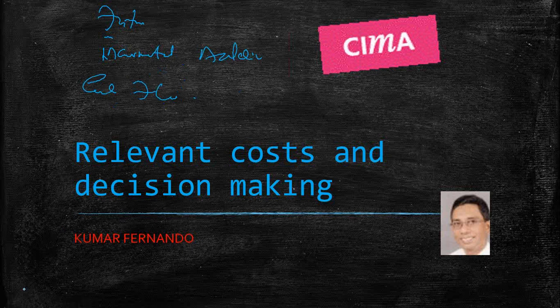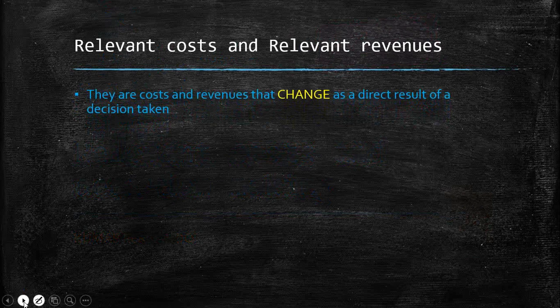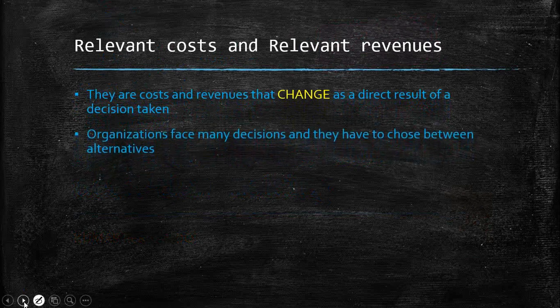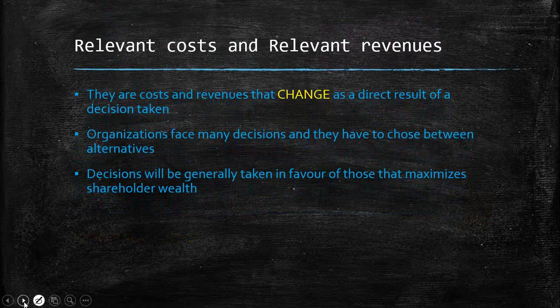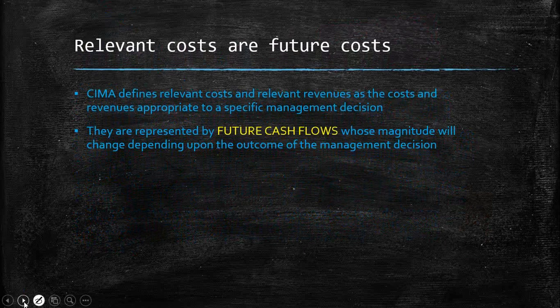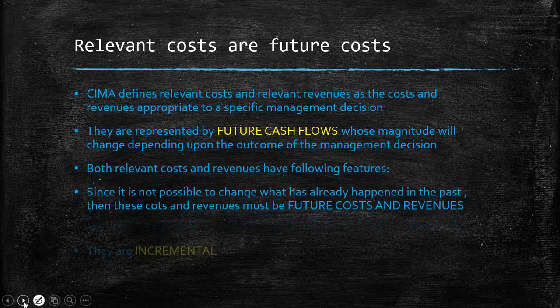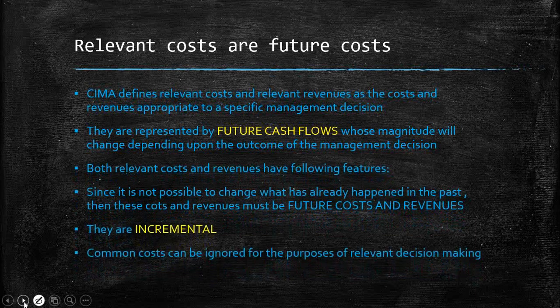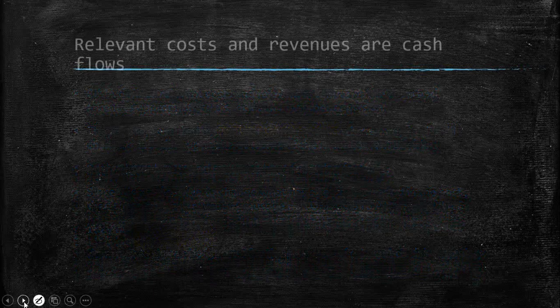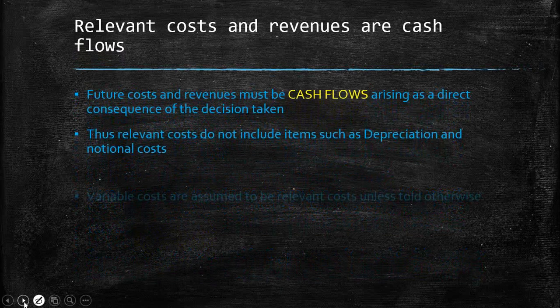So that's what we were looking at earlier. And with that one, what we realized was, the relevant cost is a change that is happening and we have to make certain decisions. So we look at the relevant cost, which is going to maximize the shareholder wealth, and decisions are taken on that basis. So it's basically the future cost, future cash flows, and it's all about the incremental, right? So they are incremental ones. So the common cost can be ignored, and also the relevant costs are cash flow items. So that is what we have been discussing all this.